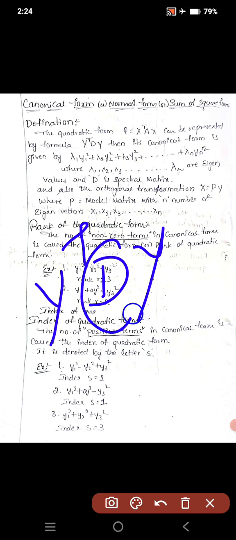Already in the previous video, the quadratic form Q = X^T A X, we know. Now in this video what we have to find out is the canonical form. Canonical form means Y^T D Y. Here D is called the spectral matrix. Okay, remember this point. This form is called the canonical form.